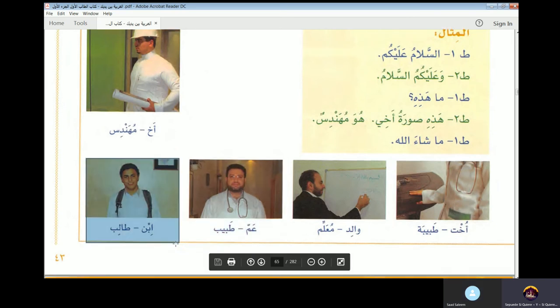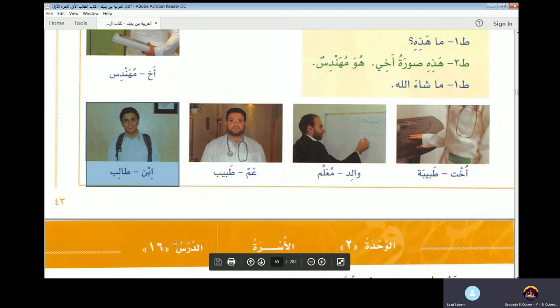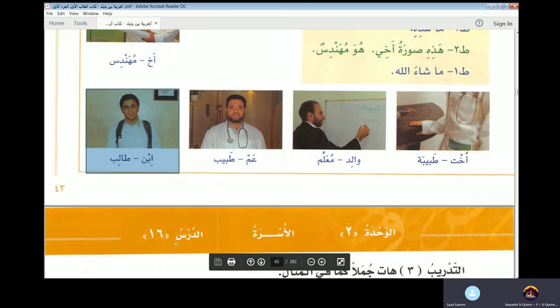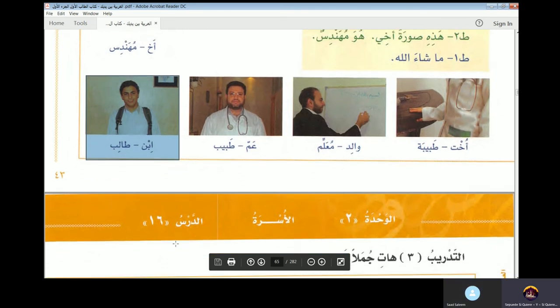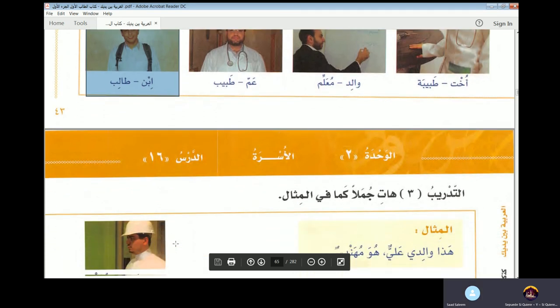Assalamu alaikum, wa alaikum wa assalam. Ma hadihi, what is this? Hadihi suratu ibni. This is a picture of my son. Huwa talib. He's a student, mashallah. God wills what he wants.